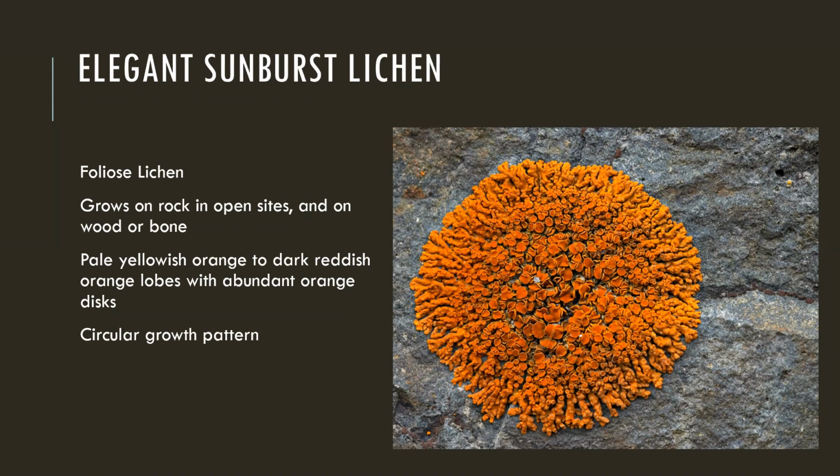on rock, wood, and even bone. Can you imagine lichen growing on bone? Especially orange one like this. And this sunburst lichen also grows in that circular radiating growth pattern as well.